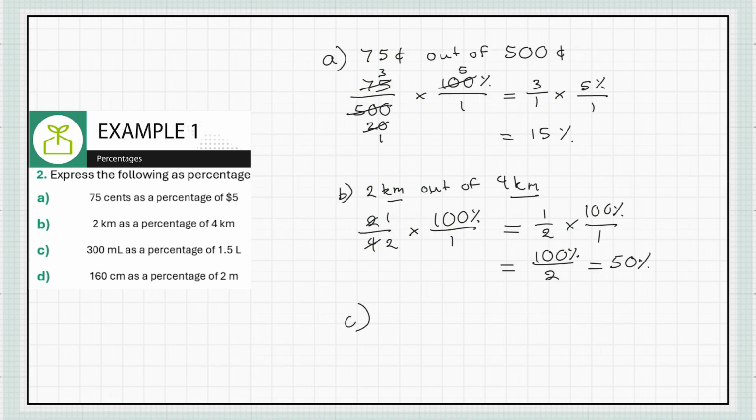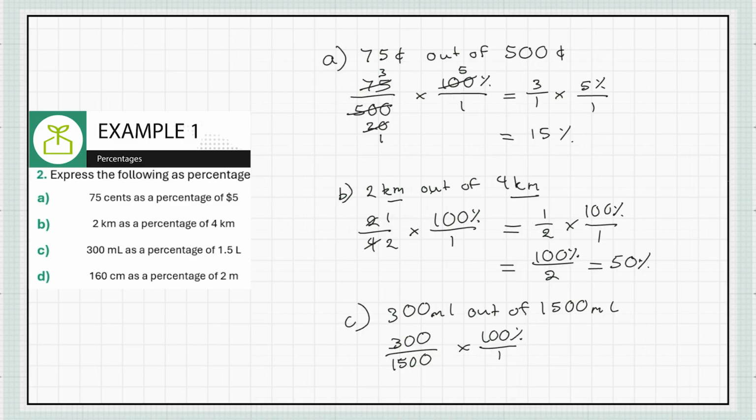Alright, let's look at C. So for C, we have 300 mils as a percentage of 1.5 liters. Now 1.5 liters is going to be 1500 mils. So this becomes 300 divided by 1500 times 100% over 1. Okay, so let's start off by making this fraction as simple as possible.